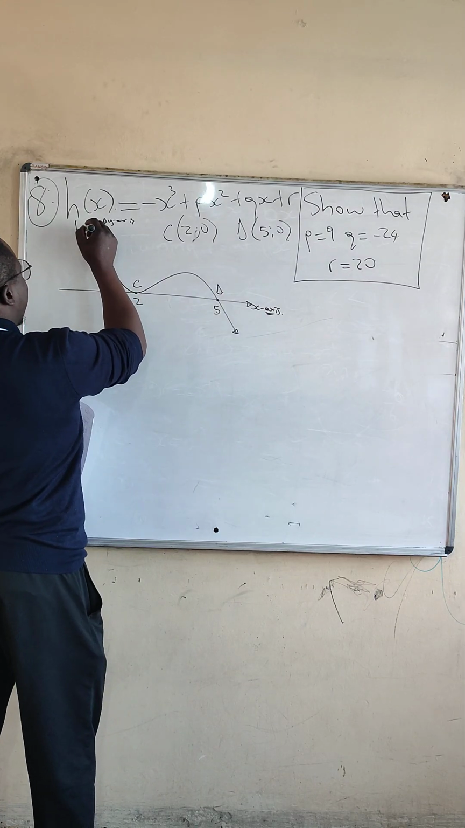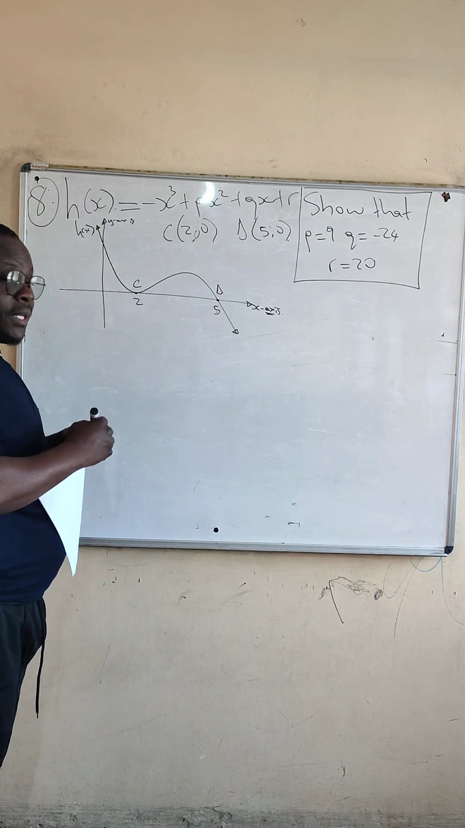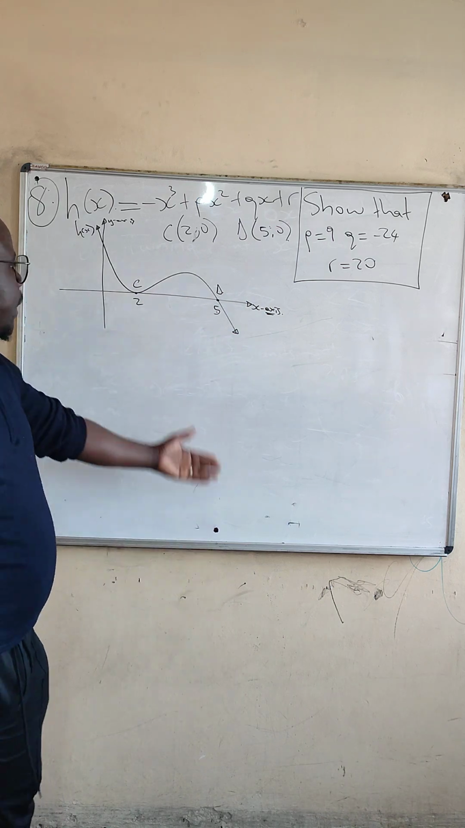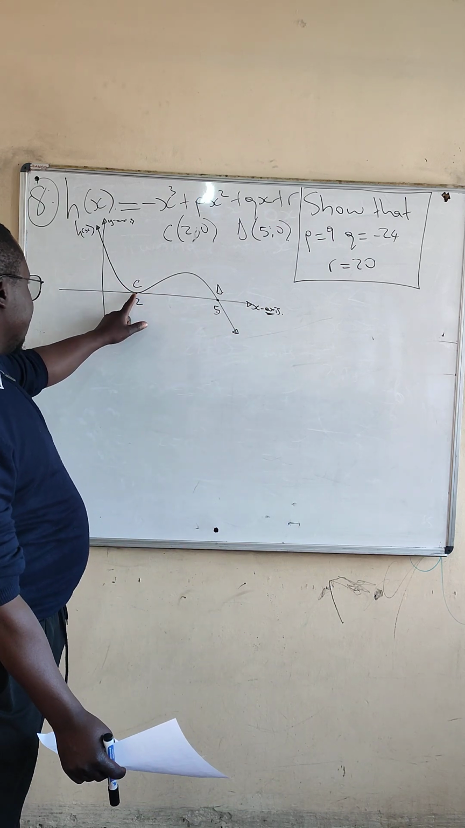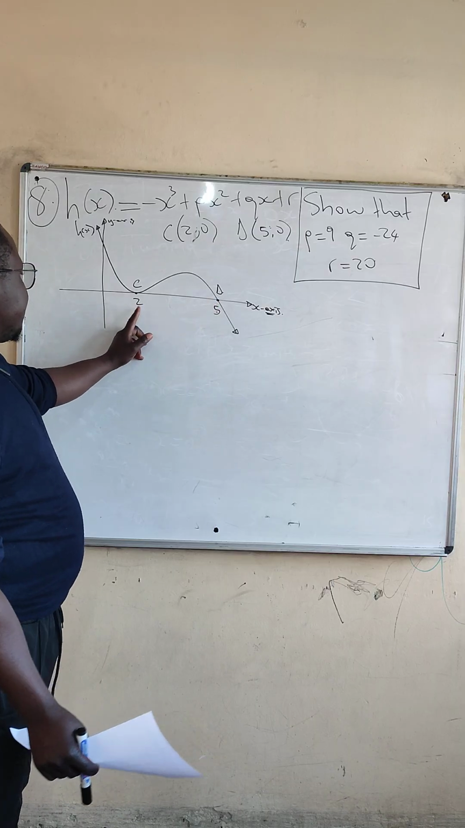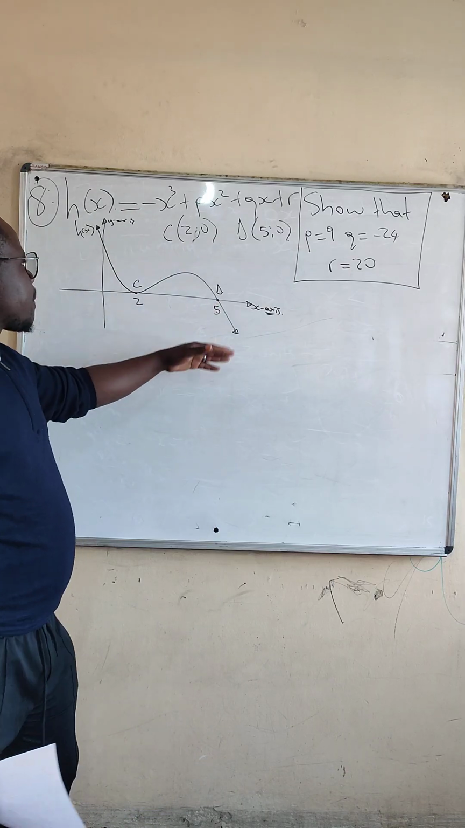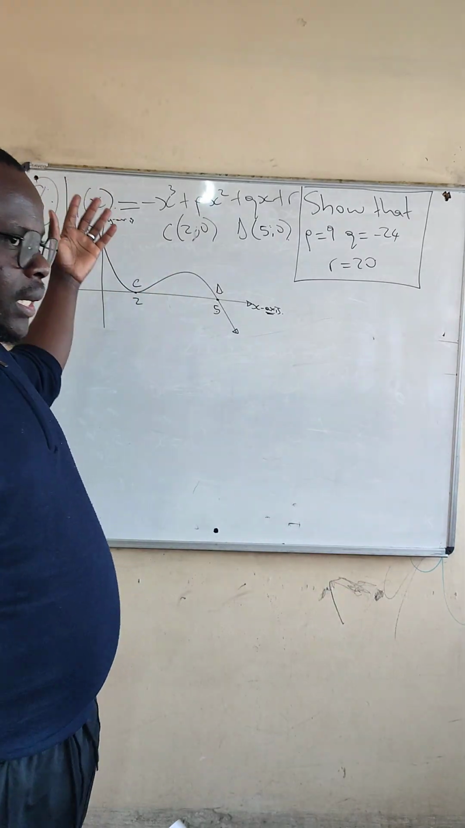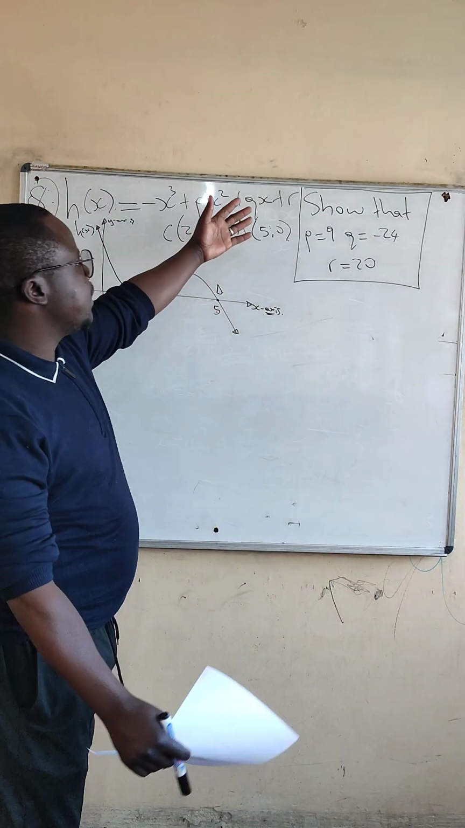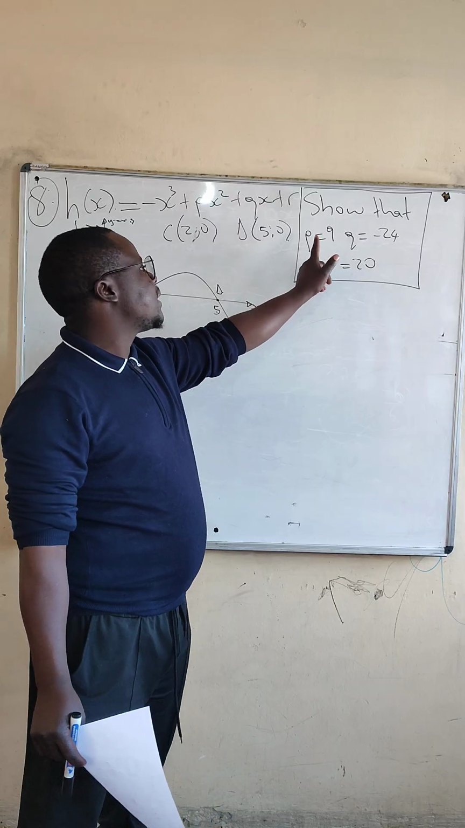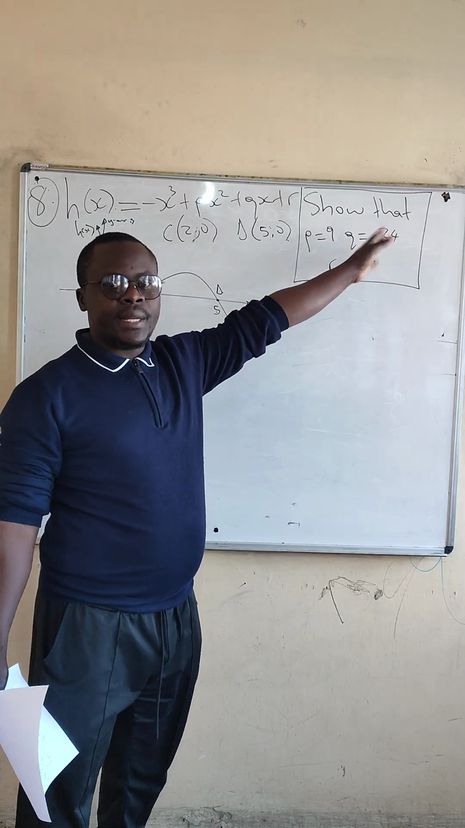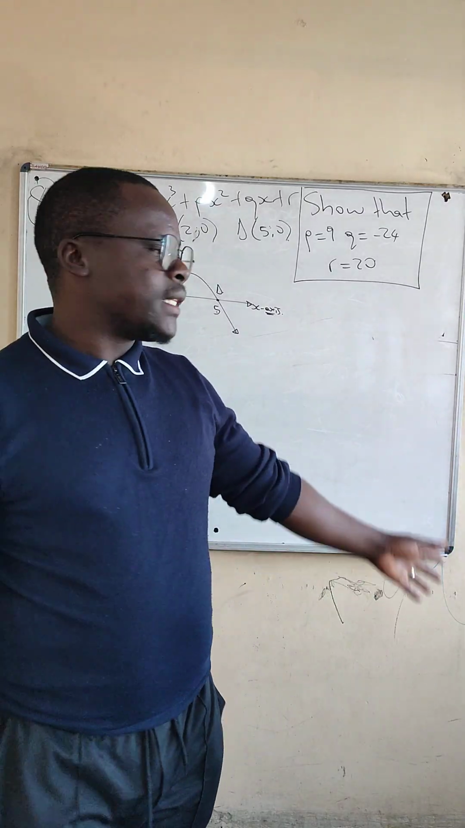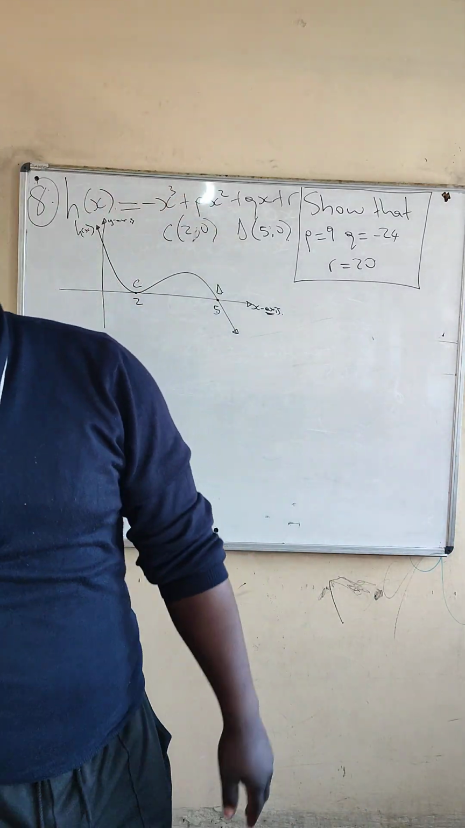This is our h of x represented graphically, as you can see that our h of x crosses at c and at d. At c is 2, you can see here. At d is 5. So this is information which is given. Our first question is here, 8.1. Show that p is 9, q is negative 24, and r is 20. So we are supposed to show that these are the values of p, q, and r.